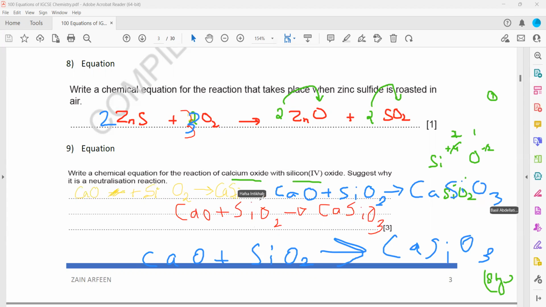And why is it a neutralization reaction? Because a basic oxide reacts with an acidic oxide. You will mention calcium oxide is a basic oxide and silicon 4 oxide is an acidic oxide. So when an acid reacts with a base, or an acidic oxide reacts with a basic oxide, this refers to neutralization.